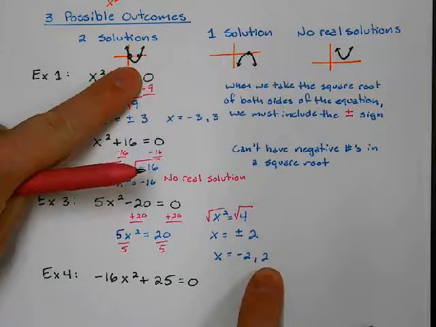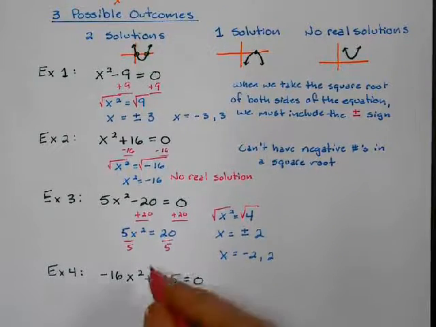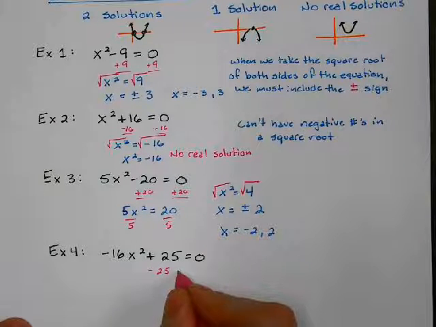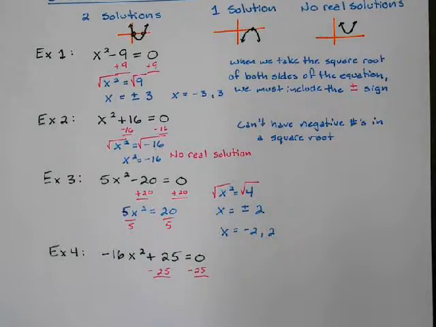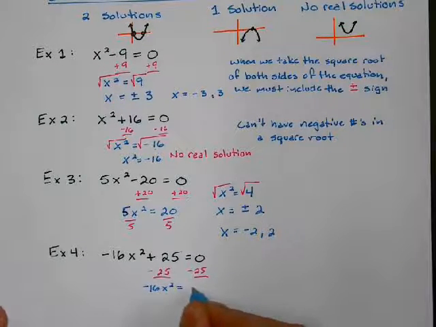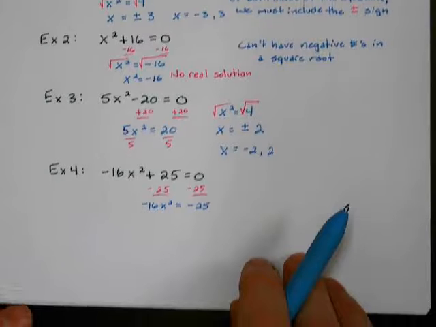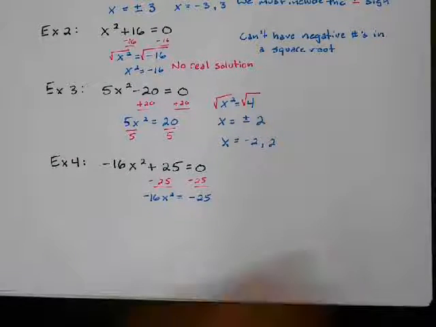All right, let's look at the next one. So for this one, we're going to subtract 25 from both sides because we're going to try to isolate that x squared. Now you might start getting ahead of yourself at this point and go, oh, there's no real solutions because I've got a negative over here. But we haven't taken the square root yet. And we haven't moved this negative 16 yet. So don't do it yet. Wait until it's time to take the square root.